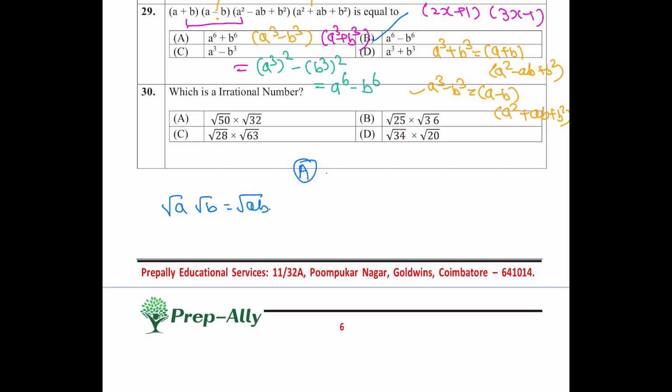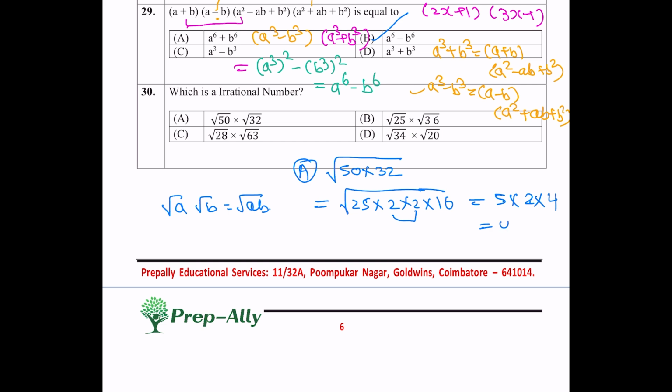For option A, we can write root 50 into root 32. Root 50 is 25 into 2, and 32 we can write as 2 into 16. The square root of 25 is 5, 2 into 2 we can take one 2 as the common, and the square root of 16 is 4. So here we get 5 times 2 times 4, 10 into 4 is 40. So this is equal to 40.